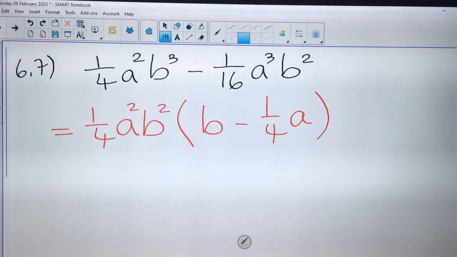Any questions here? No, sir. Are you sure? Yes, sir. Did you copy it? Yes, sir.